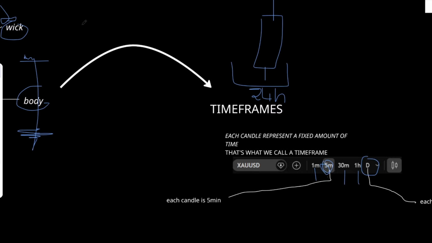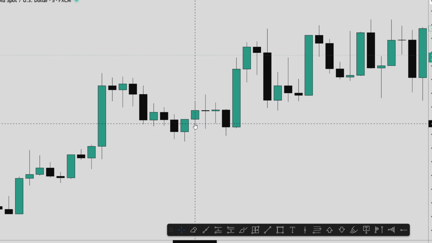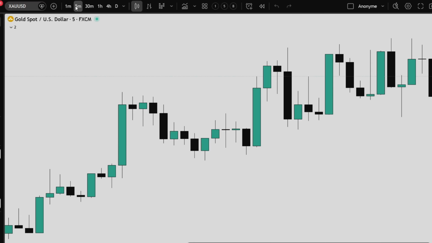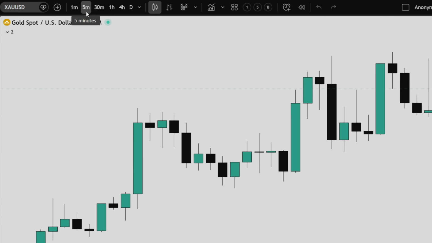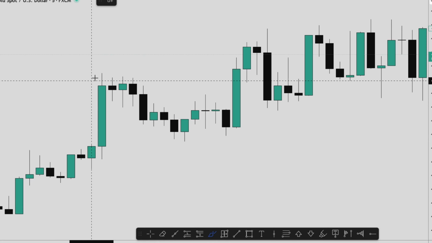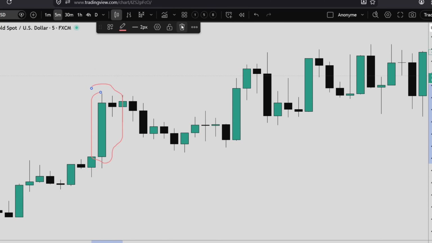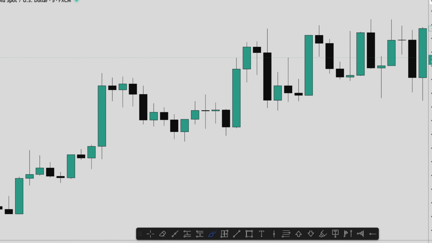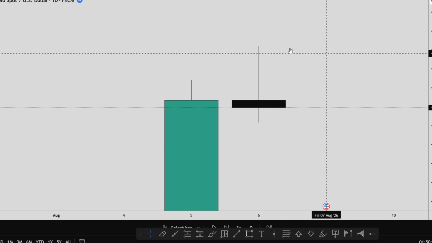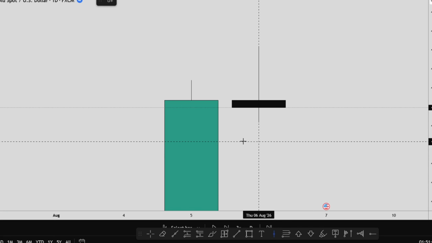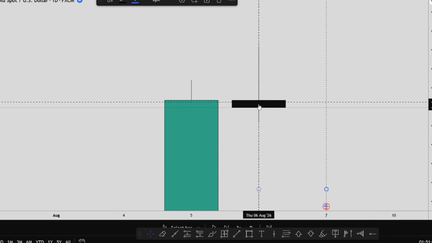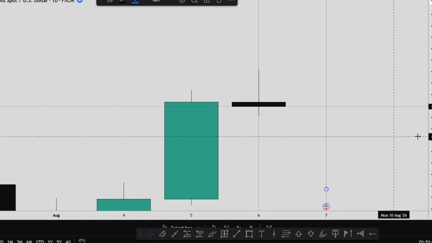So let's see the chart and just explain it there. Here above, if you can see, we have selected the 5 minutes. So each candle represents 5 minutes. Great. So let's go to the day. Let's choose this candle. It started here, it ended here. So the price opened above here, then closed here, and price went up and went down.